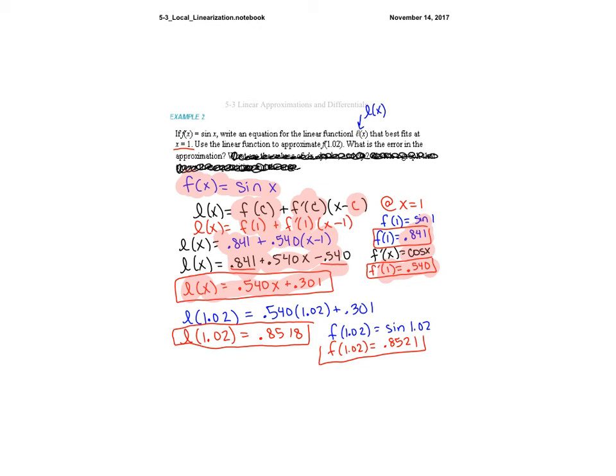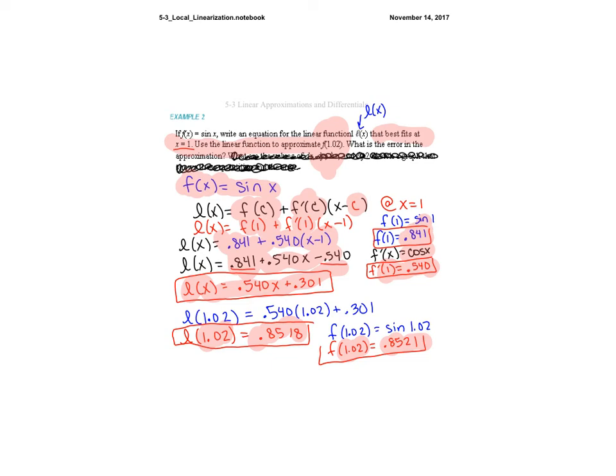Now, the reason why they say it fits best at x equals 1 is because if you plug in 1 in there, you get the exact value, since it's centered at 1. But when you move away from 1, it's going to become less and less accurate. So let's see how accurate we would be at 1.02. So let's plug in 1.02, and we get this value. And to find out what our error would be, we plug it into the actual function, see what it actually is.